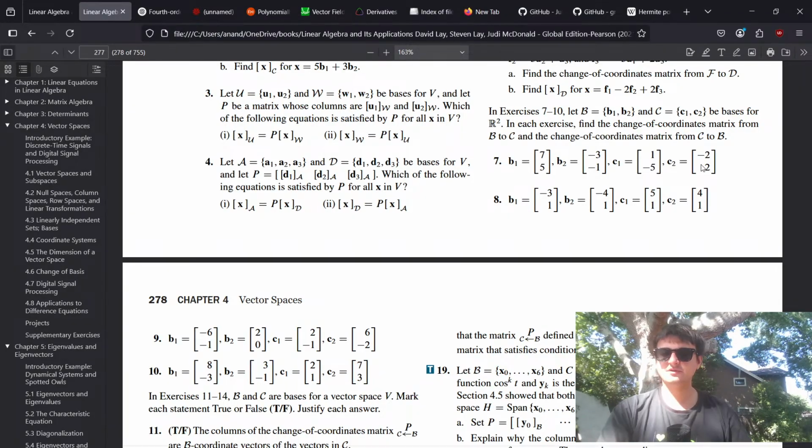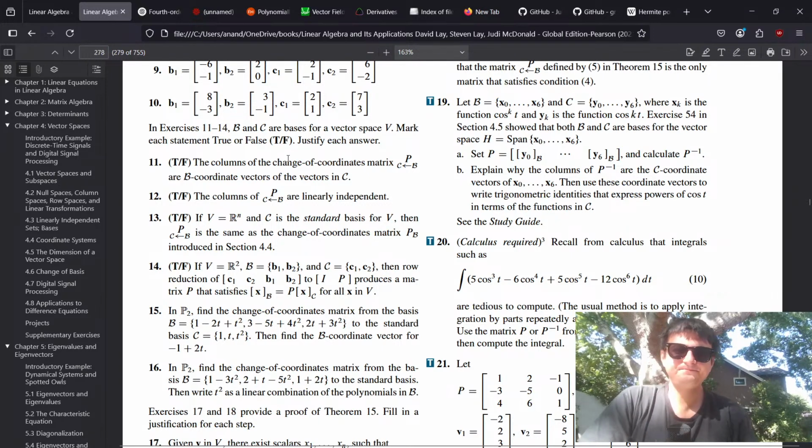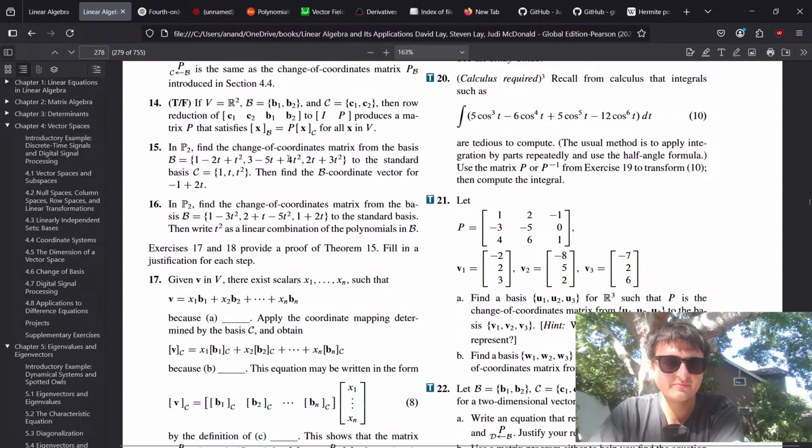So we'll probably do an RREF. We'll make the augmented matrix, and then we'll do an RREF. Okay, so those are all pretty straightforward. Then here we have a couple of true/falses. We'll do those. We always do the true/falses. True/falses are the best.